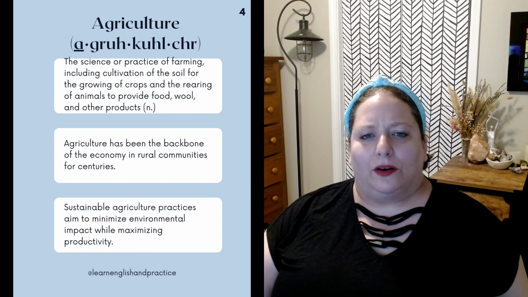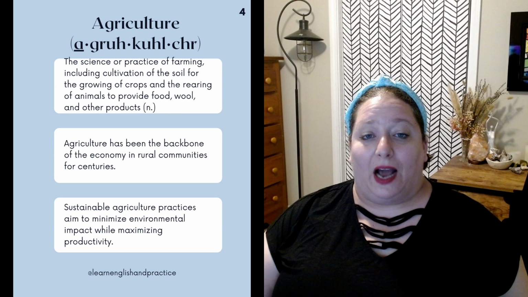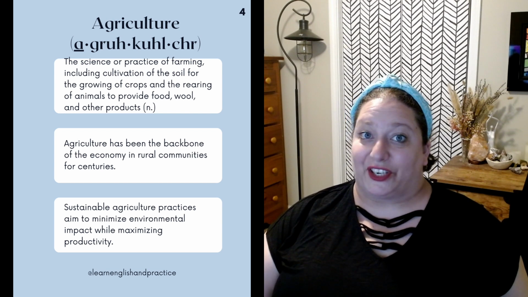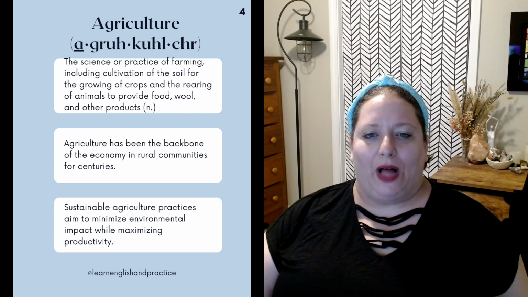Examples are: agriculture has been the backbone of the economy in rural communities for centuries. Sustainable agriculture practices aim to minimize environmental impacts while maximizing productivity.